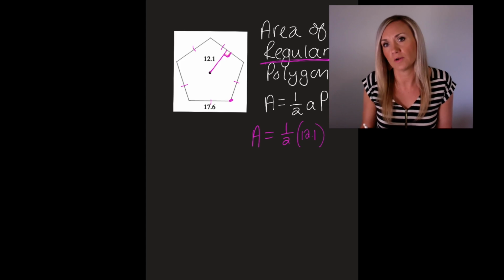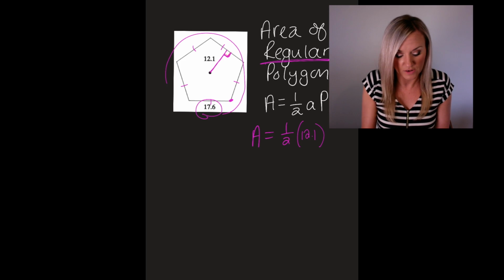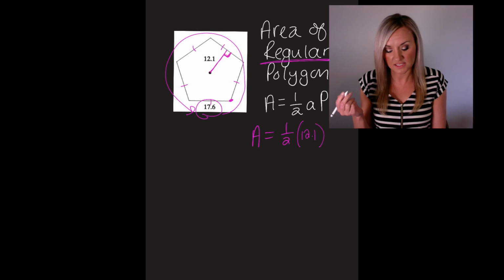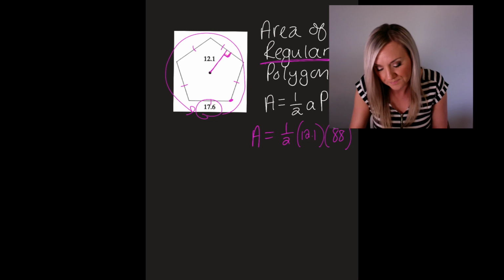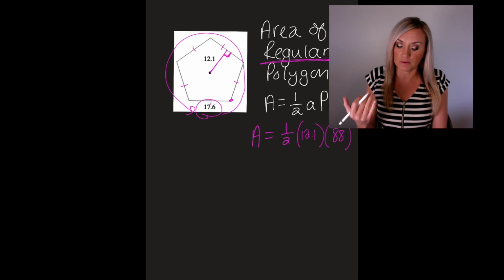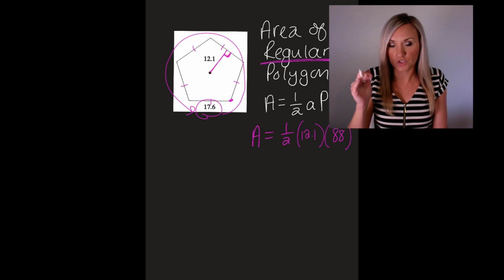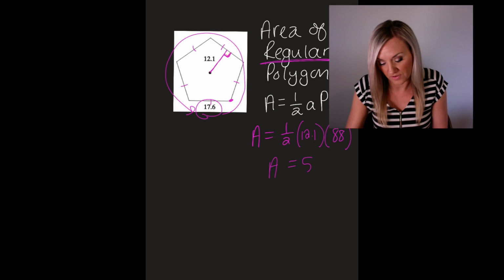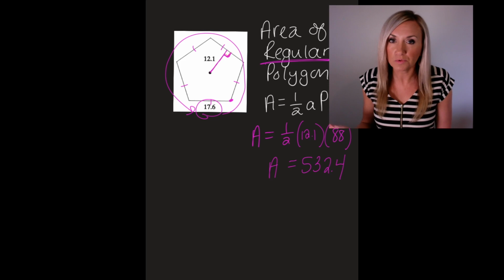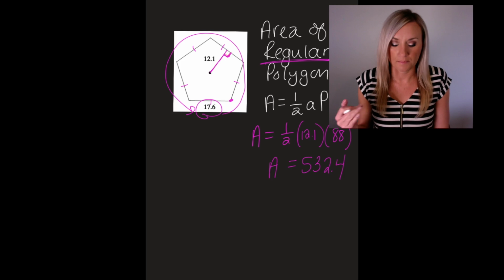Now the perimeter is going to be the 17.6 and then the distance around, so 5 times. So 17.6 times 5, that's 88. So the perimeter is 88. All right, so you could just type in your calculator for a half, 0.5. You could do 0.5 times the 12.1 times 88, and that would give you the area of 532.4. So that's just a little review about how we find the area of regular polygons.